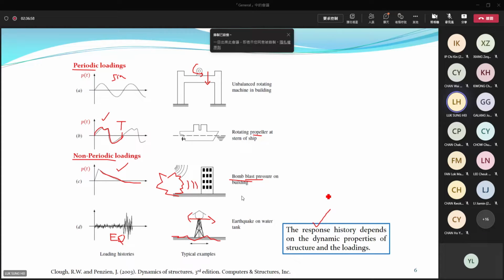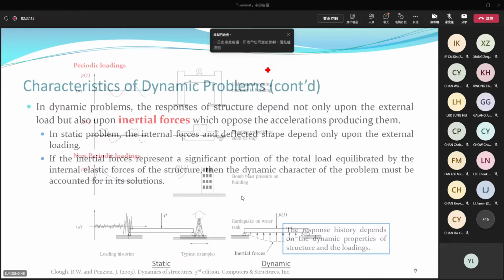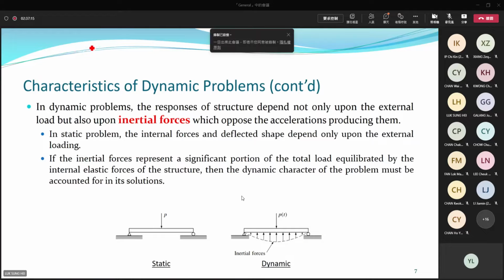Different loading gives you different structural response. You may have different displacement. In the following topics, topic 5, topic 6, topic 7, we are considering different loading effects. So there are different characteristics, right? We just talk about time effect. When you talk about dynamics, everything becomes time varying. The displacement, force, etc. depend on time.